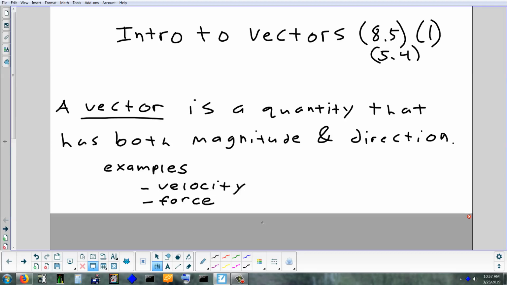Another example is force. If you've done physics, you might have done some examples with force. If I was pushing down on this front table, there's two things that control which way the table moves. How hard do I push on it, and what direction do I push? Pushing down with 50 pounds of force versus pushing left with 50 pounds of force are two different things. The magnitude is how hard I'm pushing on the table, and the direction is the direction I'm pushing.